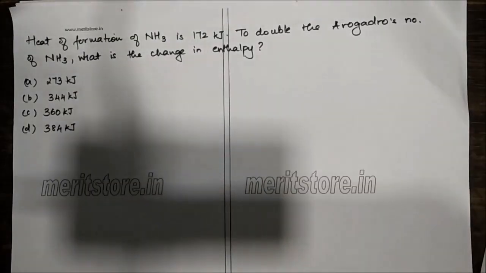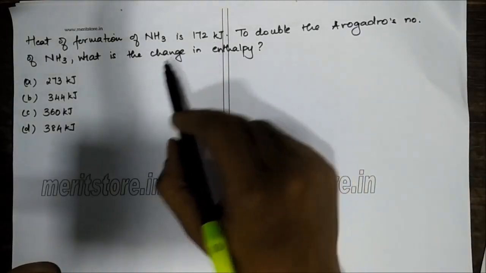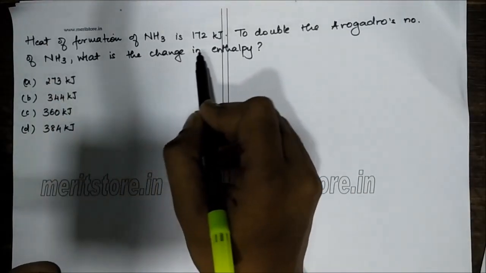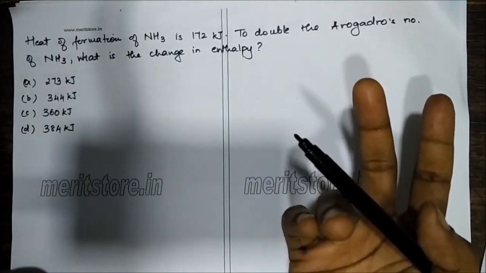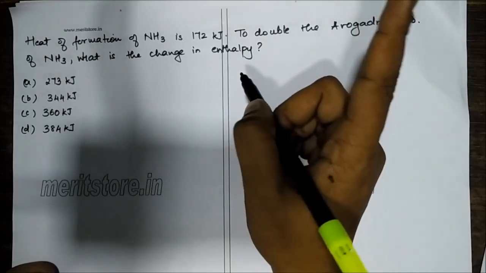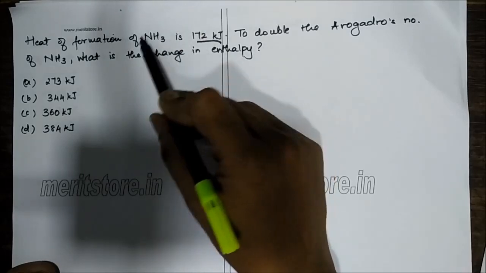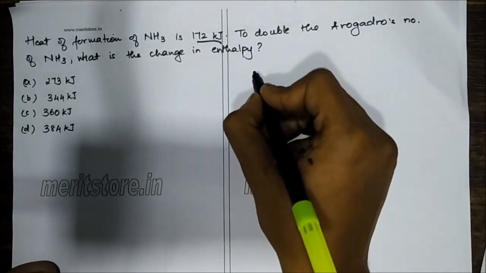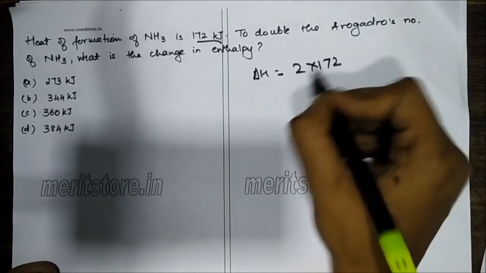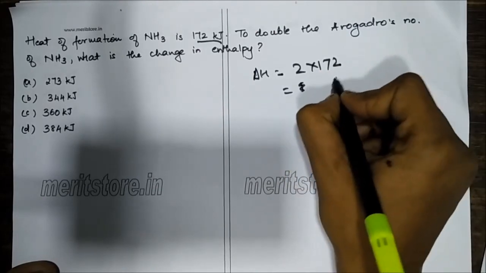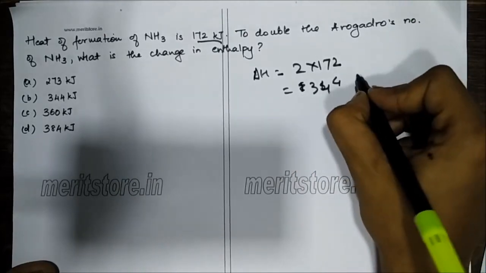Next. Heat of formation for NH3 is 172 kilojoules. To double the Avogadro's number of NH3, what is the change in enthalpy required? The change in enthalpy would just be doubled. Heat of formation is always given for 1 mole. So if you want to double the number, you will have to multiply by 2. So the change in enthalpy would get multiplied by 2. So the answer would be 344 kilojoules.